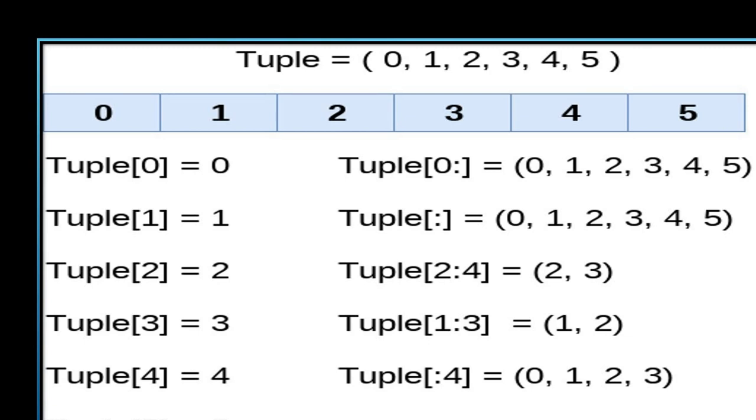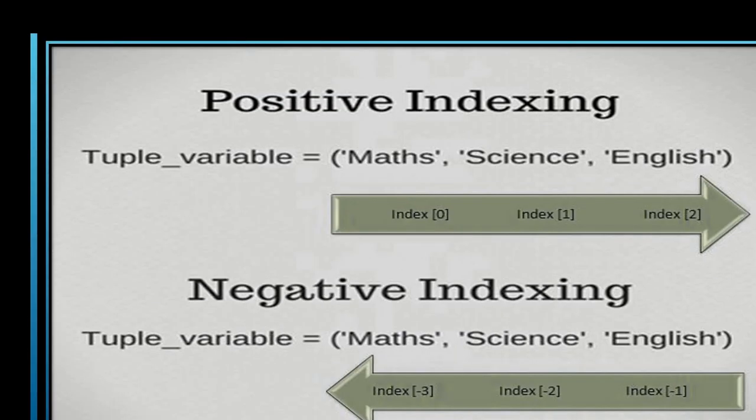Tuple 1 colon 3 indicates it will take up to 2. So 1 and 2 will be taken. Tuple colon 4. So the starting element is not mentioned, so from the beginning 0, 1, 2, 3. That is up to 4 minus 1 will be displayed in the result.